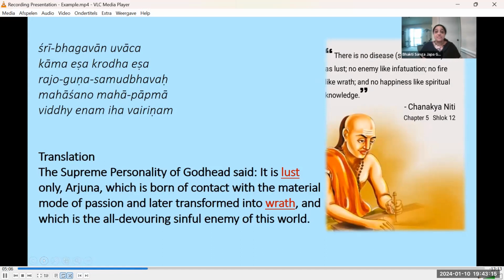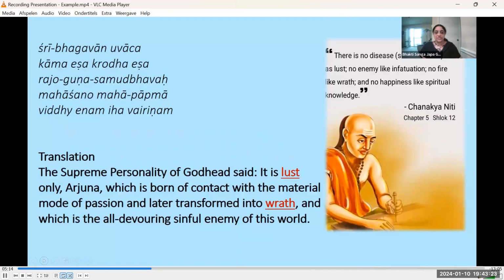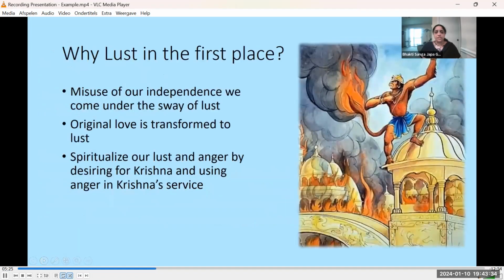That is the cause of this action. One feels like he's forced to behave in a particular manner against his nature. Why does that happen? It is because of lust, which is born of the contact with the material mode of passion. Having said this, one may question, why is there lust in the first place?